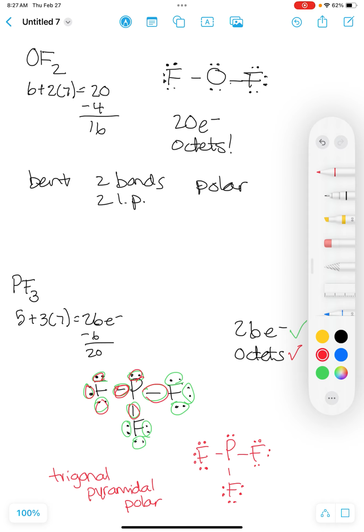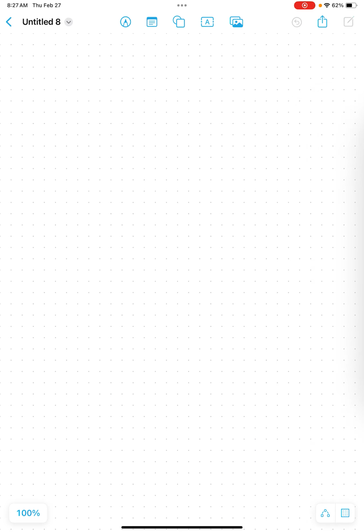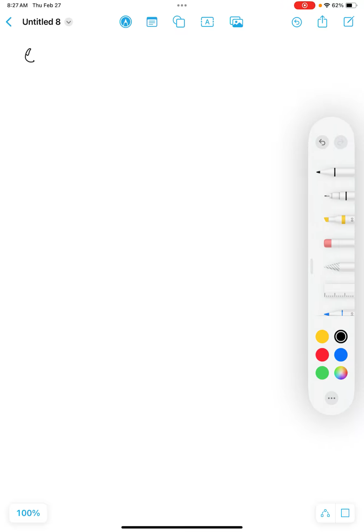All right, so let's look at 2 that are going to have double bonds. We're going to look at carbon disulfide to start with.